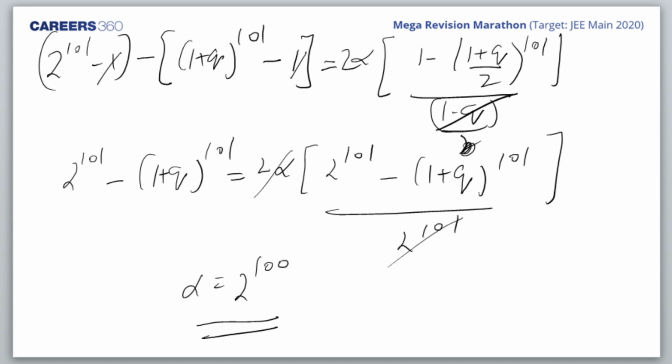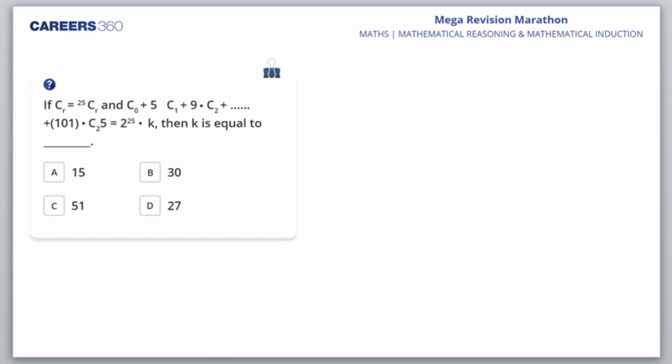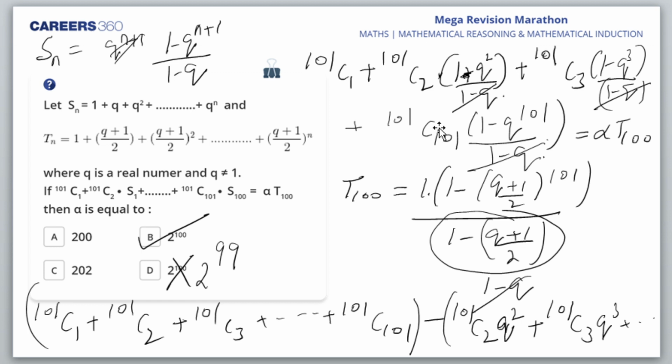And the last question, students, let's see what you score in this. Okay, this is a binomial series. Okay, Varsha, in (1+q)^101, where is the term of q? Actually, what happened when I was solving this, I got 1 plus q square, 1 minus q cube, 1 minus q 101.